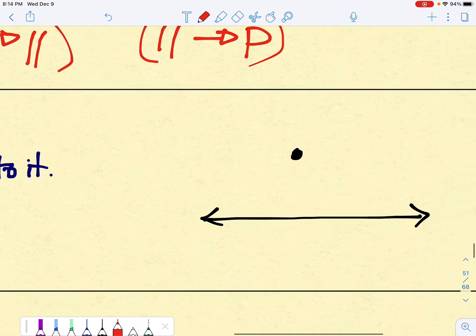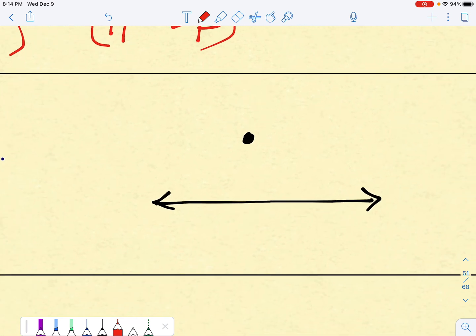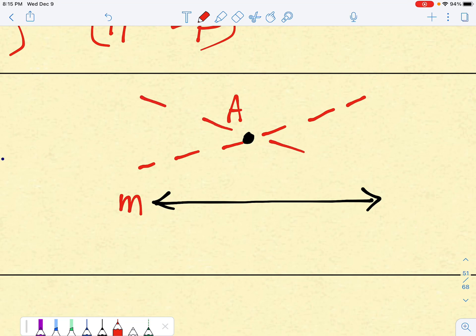So for example, I give you a line, call it M, and a point A. How many lines can you draw through A that is parallel to M? And a lot of people would say that line is not parallel. This line is not parallel. There is only one line, and it's approximately here.